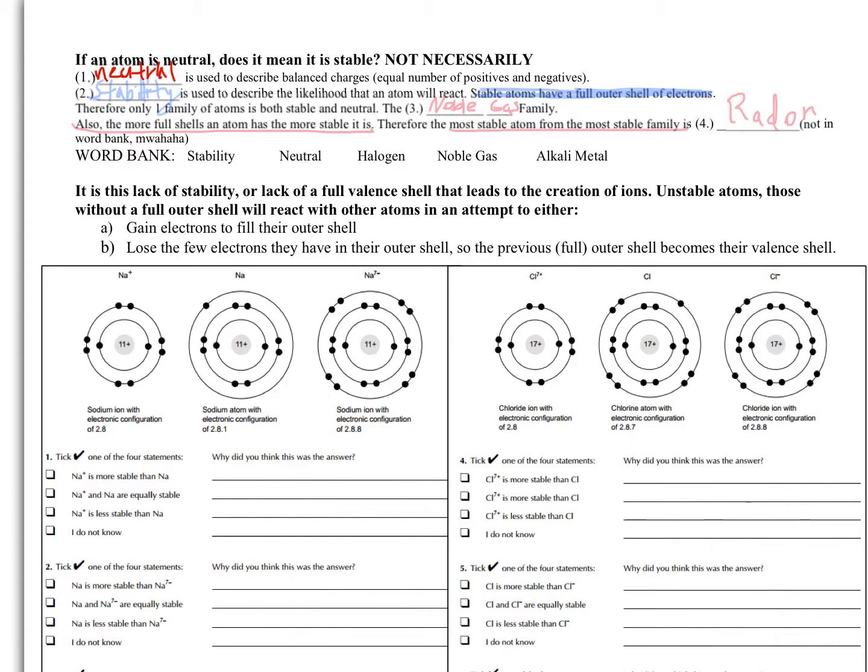Actually, I'm going to highlight this with you first, because this is a very important concept I want you to be looking over. Okay, it's the lack of a full valence shell, or the lack of stability, that is why we have ions. Unstable atoms, meaning those without full shells, will react with other atoms in an attempt to either gain electrons to fill the outer shell or lose electrons so the previous outer shell becomes their valence shell.